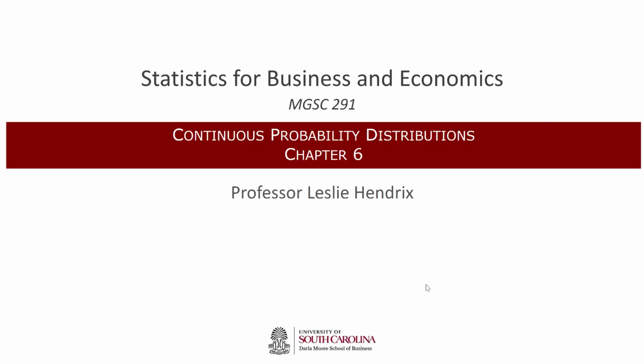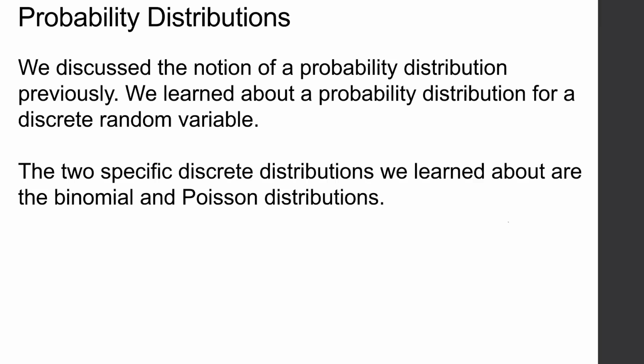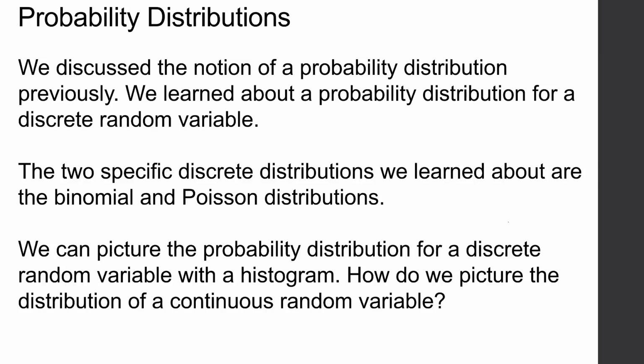Continuous probability distributions. We discussed the notion of a probability distribution previously. We learned about a probability distribution for a discrete random variable, and the two specific discrete distributions that we visited were the binomial and Poisson distributions.